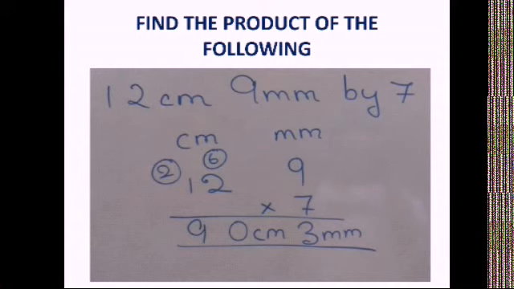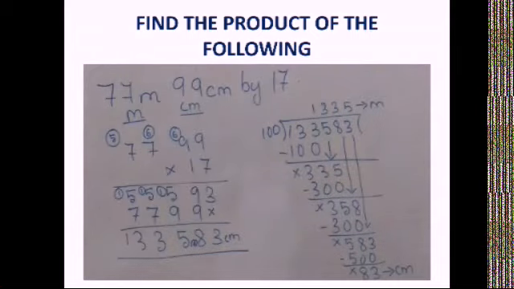9 sevens are 63. So 3 will come down and 6 will go as a carry. 7 twos are 14. 14 plus 6, 20. 2 will go as a carry. And 0 will come down. 7 ones are 7. 7 plus 2, 9. So our answer is 90 centimeter and 3 millimeter.